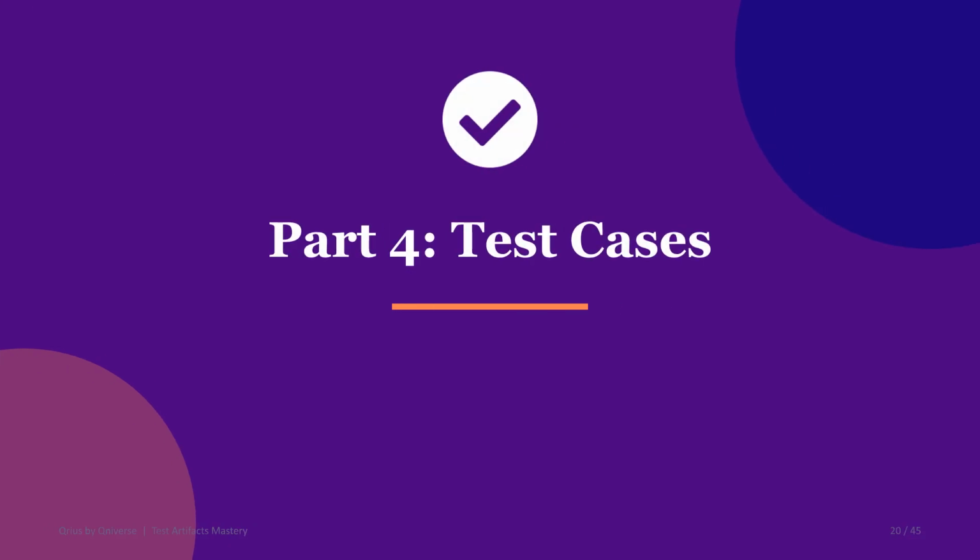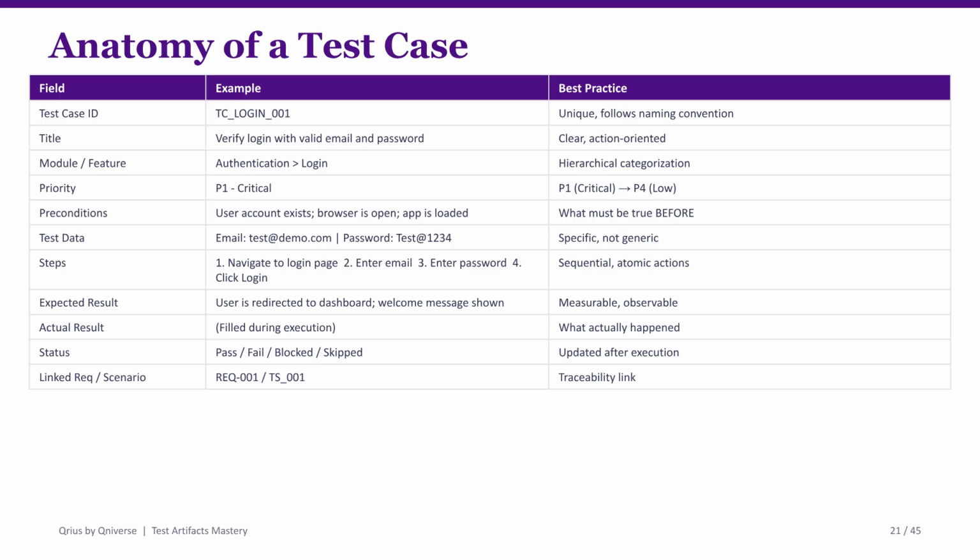Part 4 focuses on test cases, which are the heart of QA execution: detailed, repeatable, and traceable steps derived from your scenarios. The anatomy of a test case is detailed and highly structured. It includes the ID, title, priority, prerequisite setup, detailed steps, test data, and a measurable expected result. The outcome of the execution is then logged as a status and includes comments and attachments.